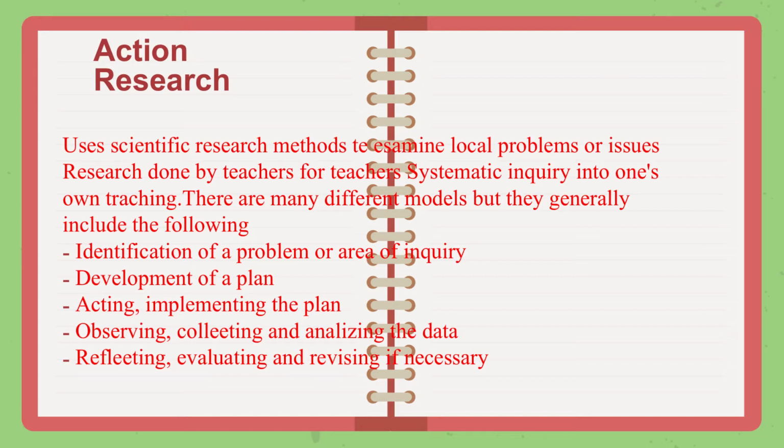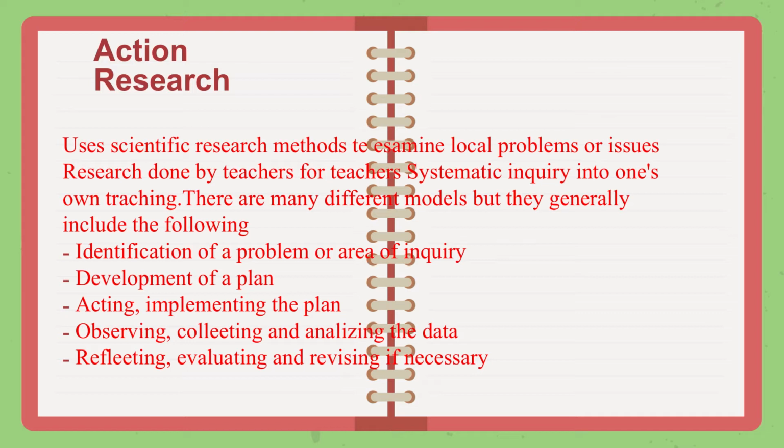different models for action research, but they all have basically the same thing: the identification of a problem, the development of a plan, acting on the plan or implementing the plan, observing and collecting data on how the plan is working out, and then reflecting and evaluating and revising the plan if necessary, and that's the action research model. And again, you probably will use some form of this in your master thesis or your field project.